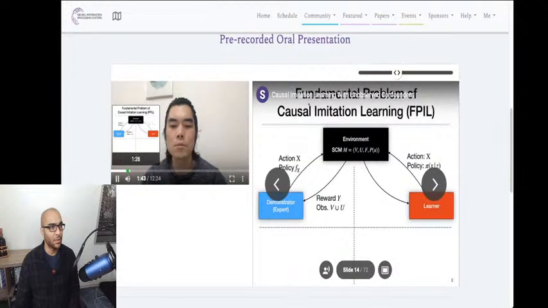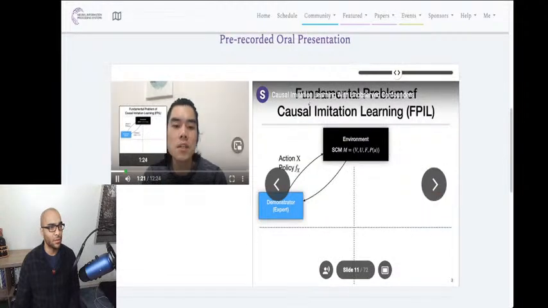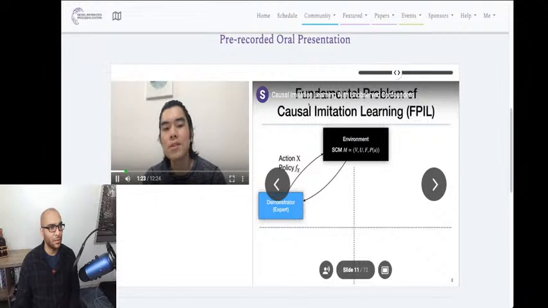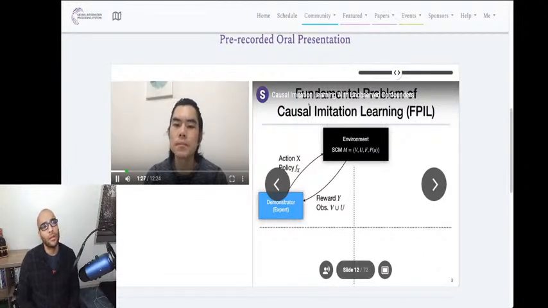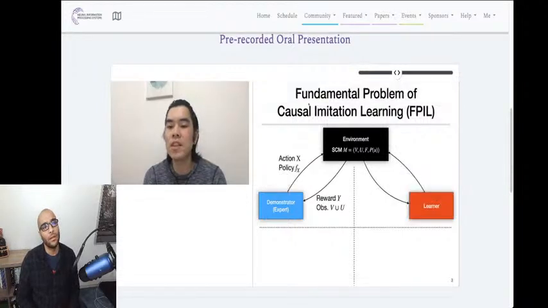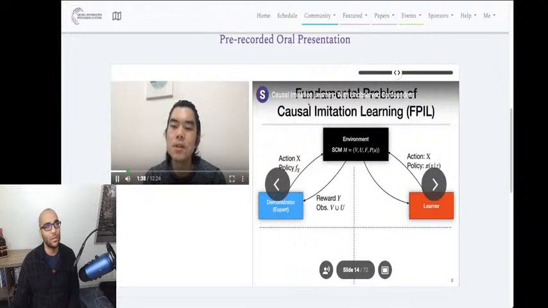Observe the reward Y. The value of the action X through a behavior policy Fx, and in return receive a reward Y. We also have a learner agent that intervenes on the same action X, but through a different stochastic policy, pi X given Z. Here, Z is a set of.